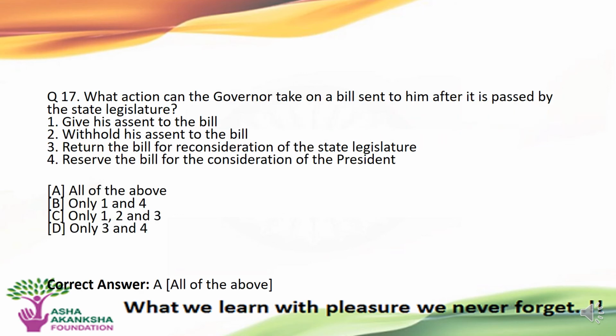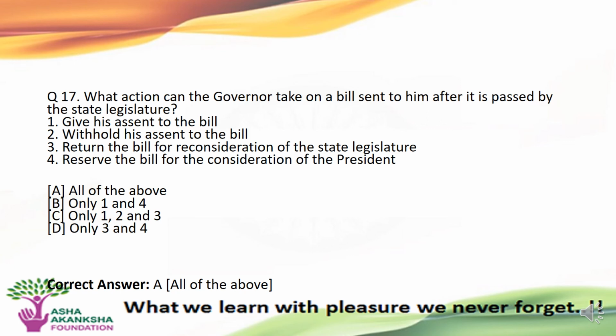The next question is, what action can a governor take on the bill sent to him after it is passed by the state legislature? The statements are: Action 1, give his assent to the bill. Action 2, withhold his assent to the bill. Action 3, return the bill for reconsideration of the state legislature. And Action 4, reserve the bill for consideration of the President.